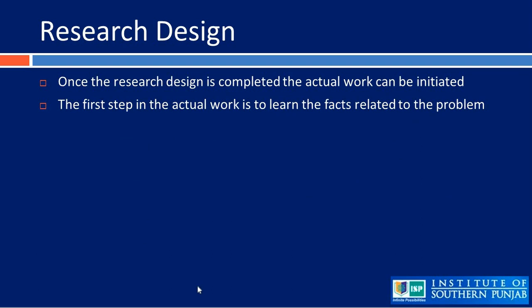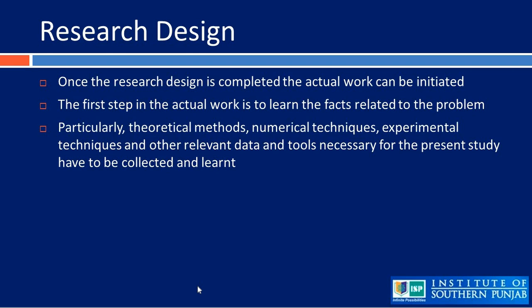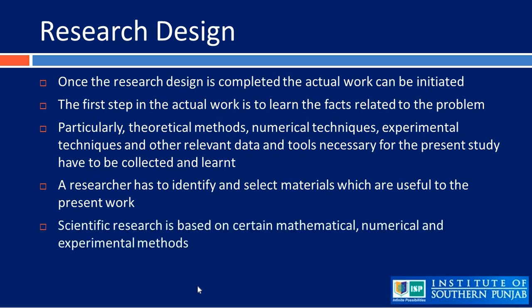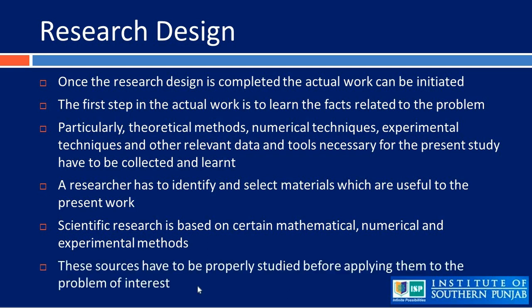The first step in the actual work is to learn the facts related to the problem. Particularly the theoretical methods, numerical techniques, experimental techniques, and other relevant data and tools necessary for the present study have to be collected and learned. A researcher has to identify and select materials which are useful to the present work. Scientific research is based on certain mathematical, numerical, and experimental methods. These sources have to be properly studied before applying them to the problem of interest.